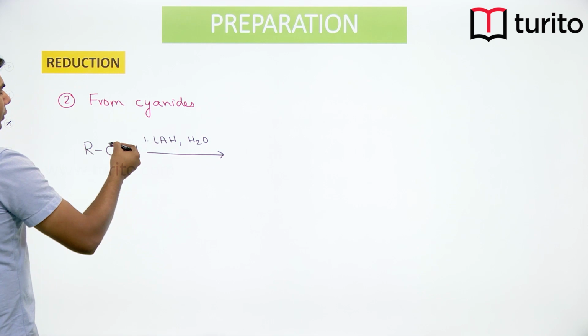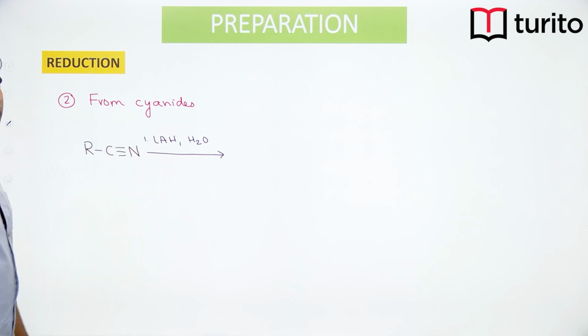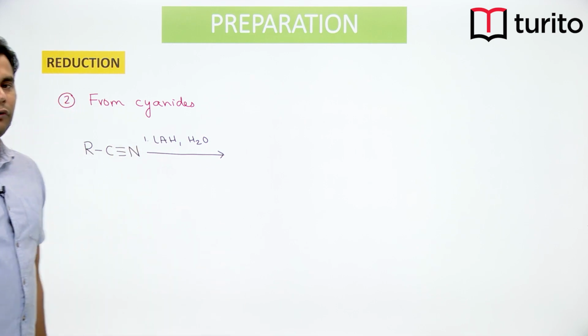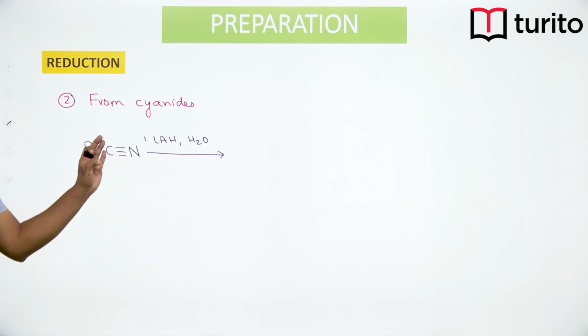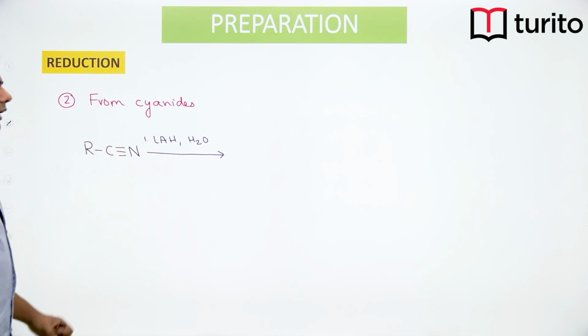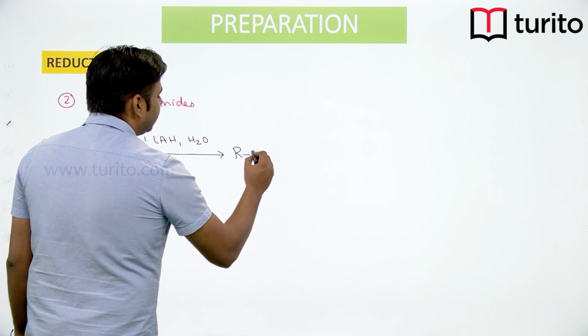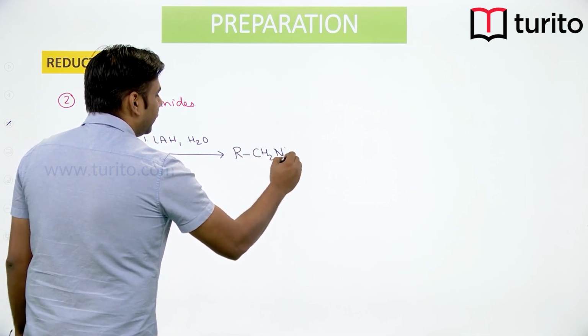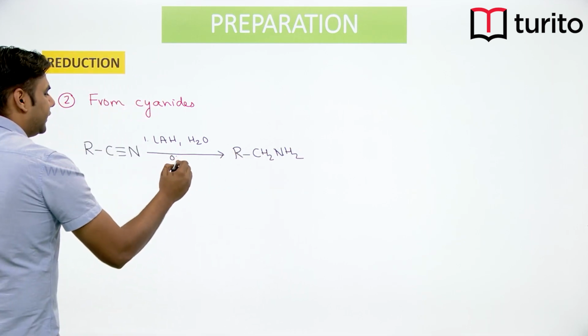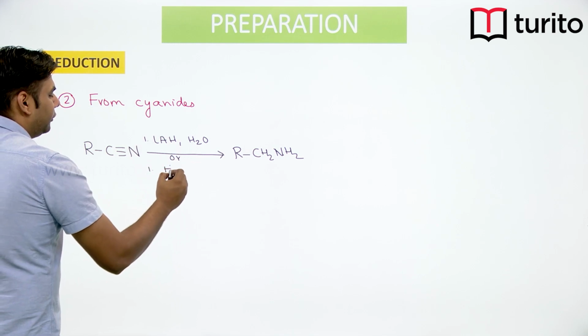So, this H negative will go and attack at this carbon, this pi electron would get polarized onto nitrogen, and then on addition of water, again a hydride ion would attack the carbon, finally forming RCH2NH2. Or we can add hydrogen and a metal.